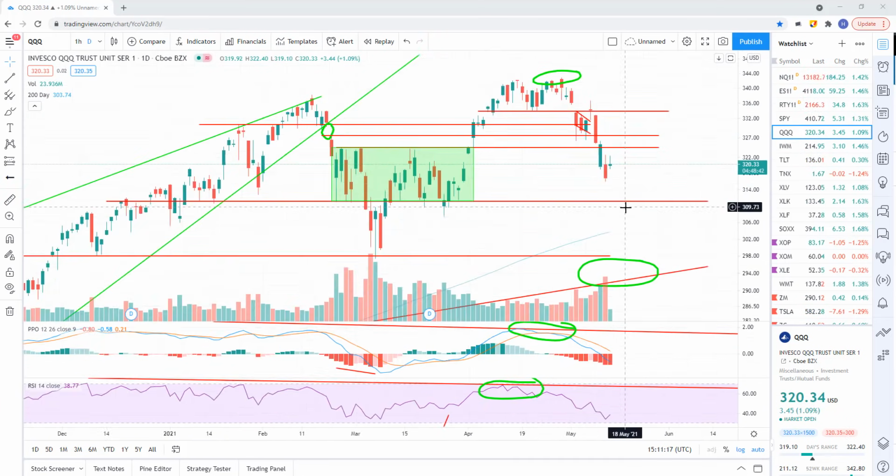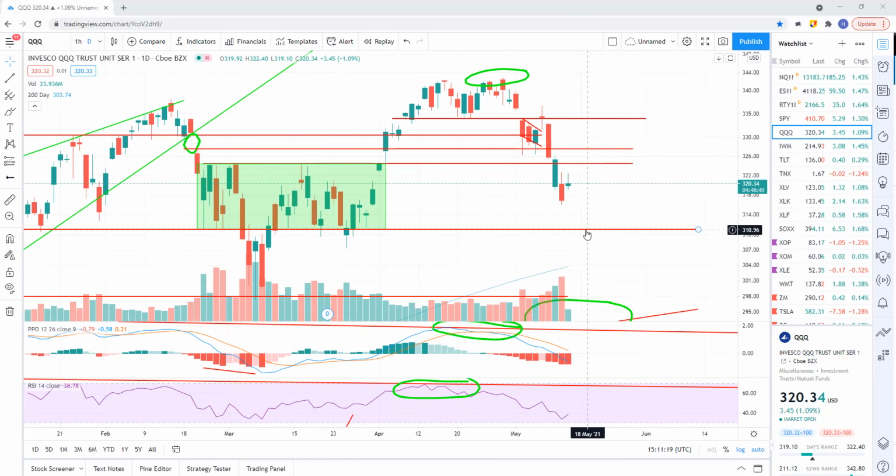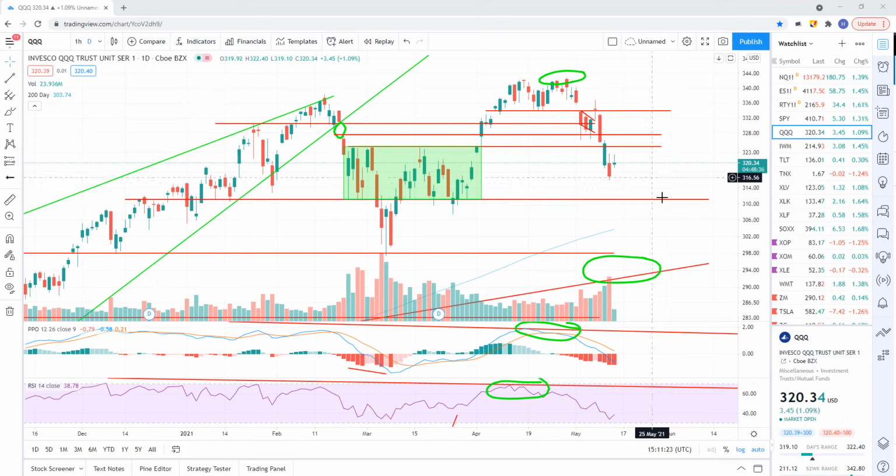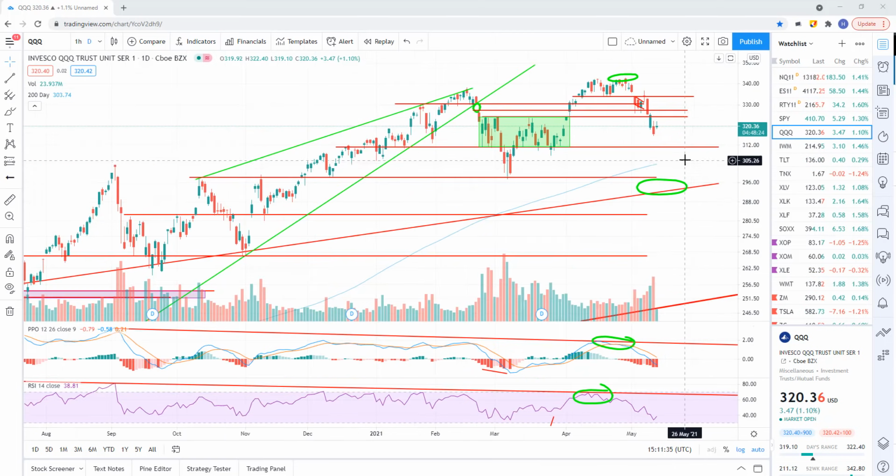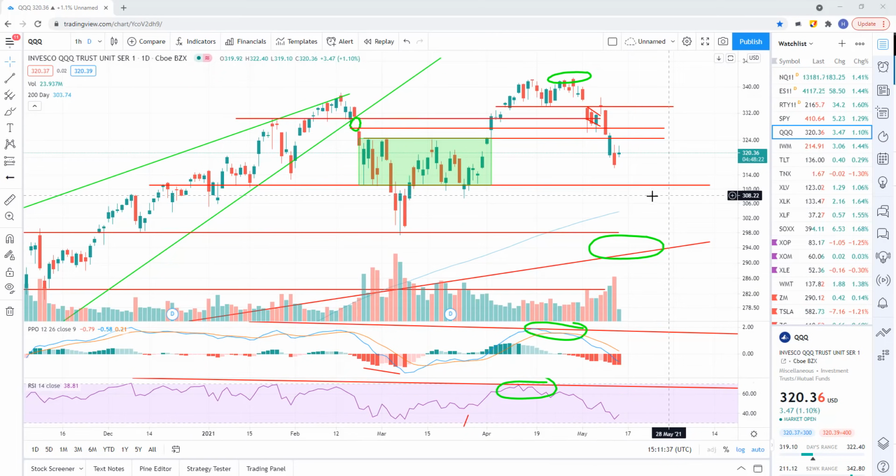So again, I'm still looking for that, sorry, on the Qs, 311, right in that area. That's a more substantial level of support. The 200 day is also right below. Maybe we could dip below it, hit that 200, and then we should find some sort of a bounce in that area, I would expect. So I'm watching for that.